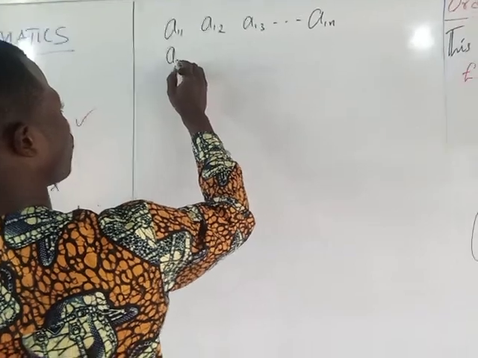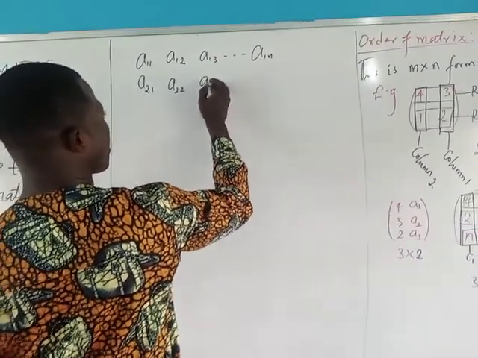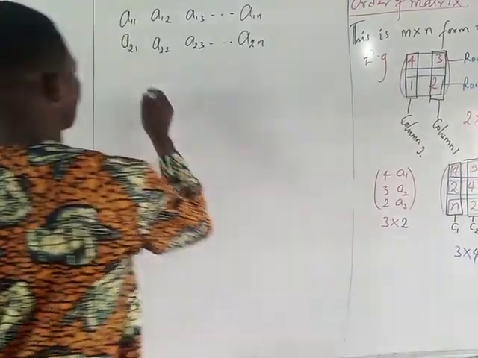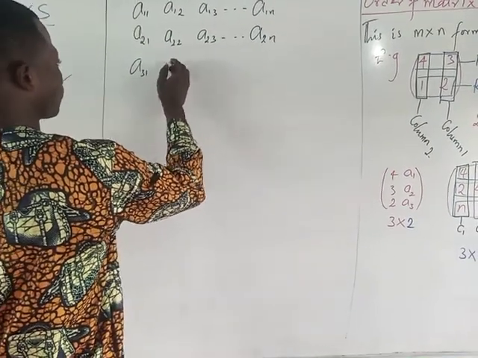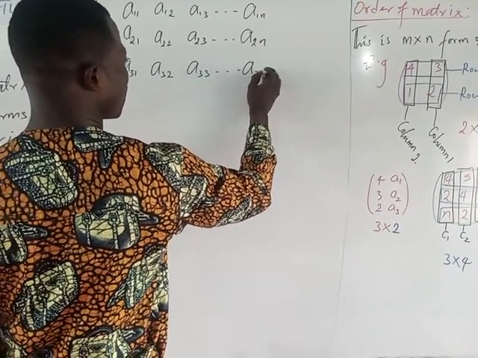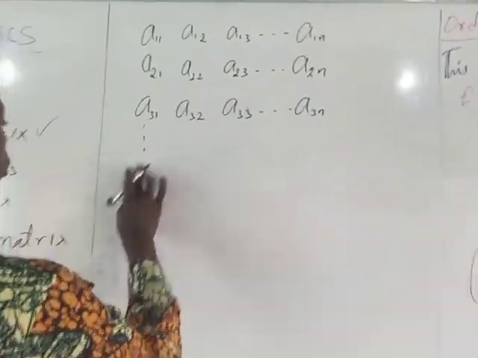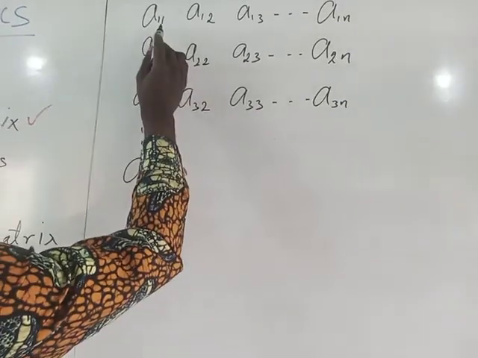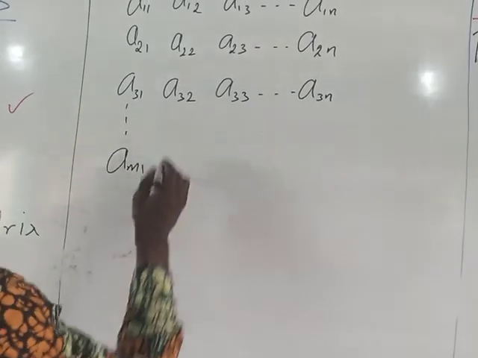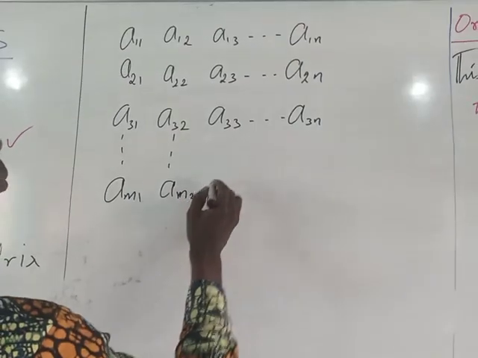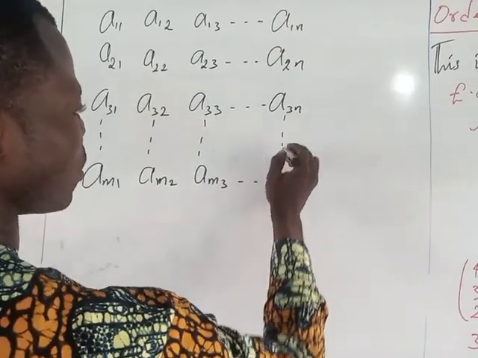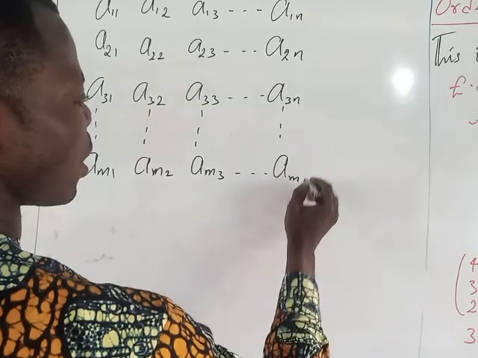So this one will be A21, A22, A23 to A2n. So if you have A31, A32, A33 to A3n. So if you continue like that, this will stop at A. So since we consider this to be n, 1 to n, so this one 1 to, let's call this M1, A, M2, A, M3, and to the last one, A, M, N.